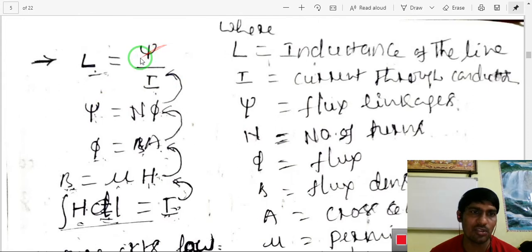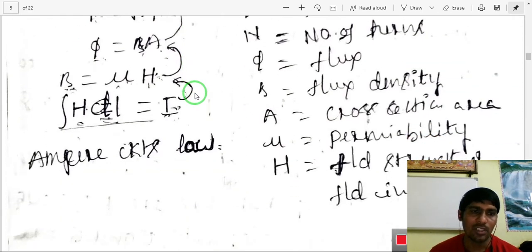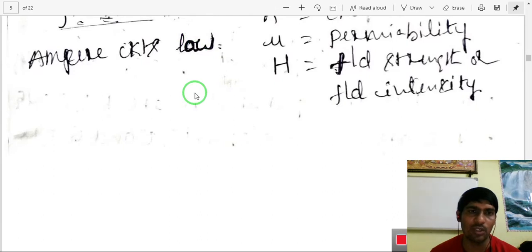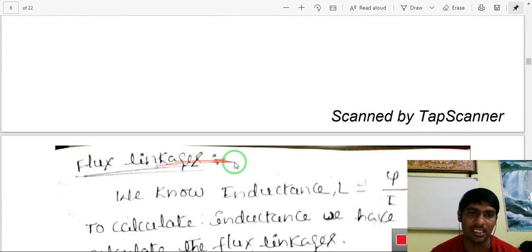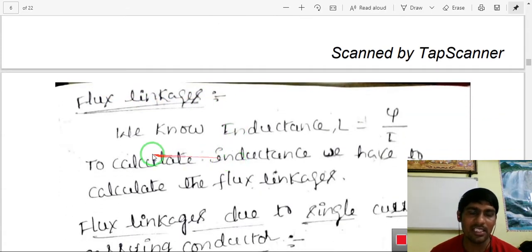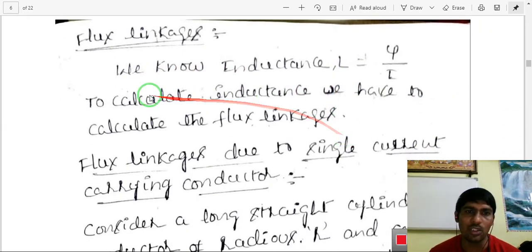From these known values you can find the unknown flux linkages. Our aim is to calculate the inductance of a transmission line, and from the formula psi by I you can calculate it. So this is the basic formula for inductance, L equal to psi by I. To calculate inductance, we have to calculate the flux linkages first.